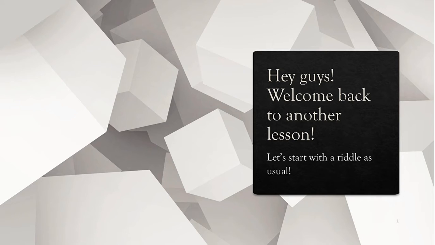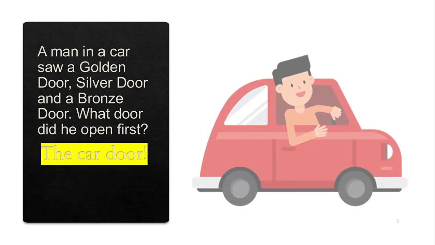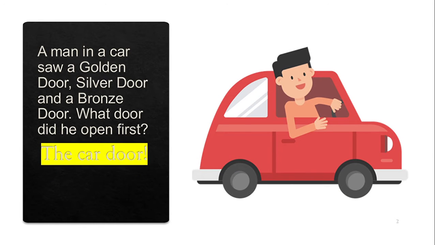Let's start with a riddle as usual. A man in a car saw a golden door, a silver door, and a bronze door. Which door did he open first? I'll give you 10 seconds to think. 10, 9, 8, 7, 6, 5, 4, 3, 2, 1, and your time is up. So the man has to open the car door to get out to go open one of the other doors.